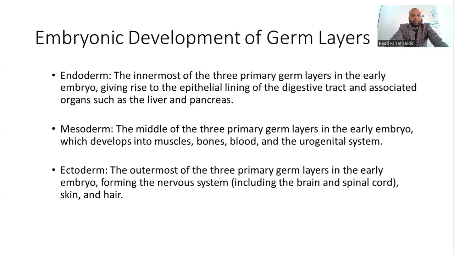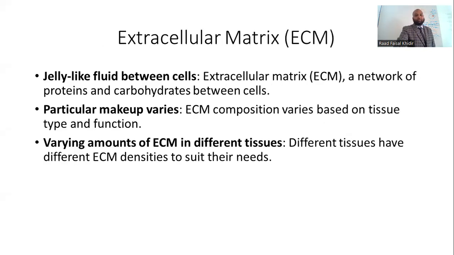It is the middle of the three primary germ layers in the early embryo, which develops into muscles, bones, blood, and the urogenital system. The ectoderm, or the outermost of the three primary germ layers in the early embryo, forming the nervous system, including the brain and the spinal cord, the skin and the hair. So the ectoderm is the outer layer, is the outermost layer, and is responsible for the genesis of the nervous system. Now, the extracellular matrix.